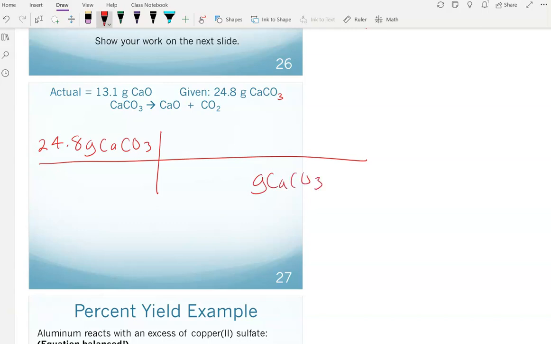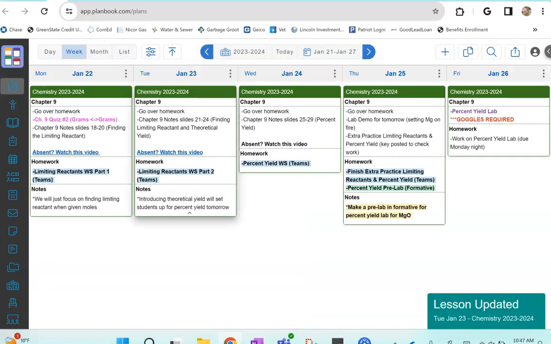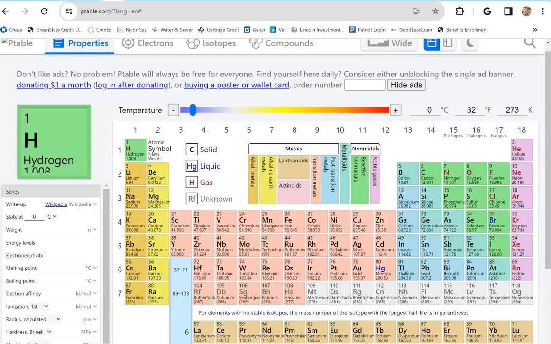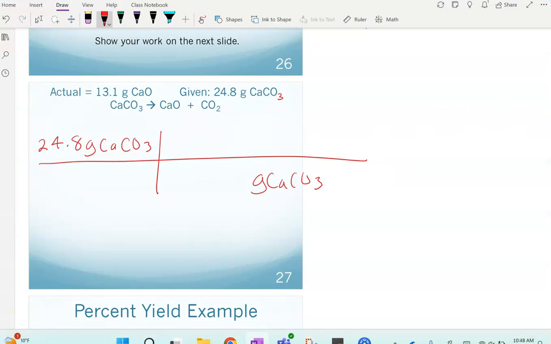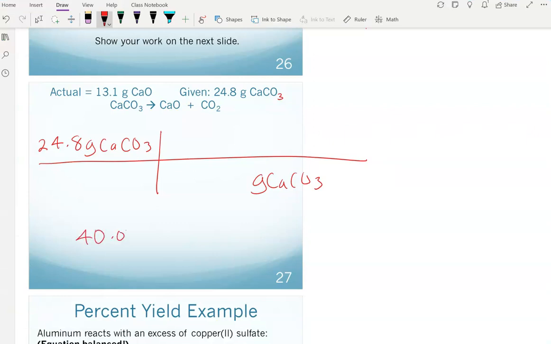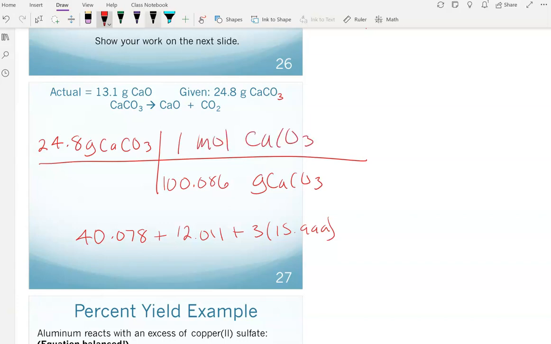Well, if that's grams, then that means I have to find molar mass. So let me see, calcium 40.078. I'm going to just write that right here, the molar mass. So 40.078, that's calcium, plus carbon, plus we have 3 oxygens, and that is 100.086 grams of CaCO3. So that's molar mass, which I calculate using the periodic table, and that's always equal to the thing that goes above it, which is 1 mole of CaCO3. So all I've done is convert grams into moles.